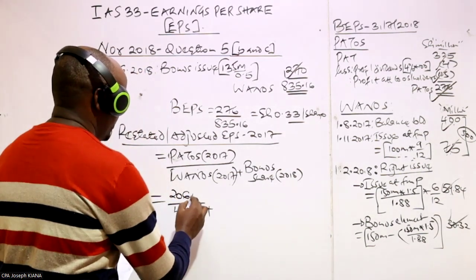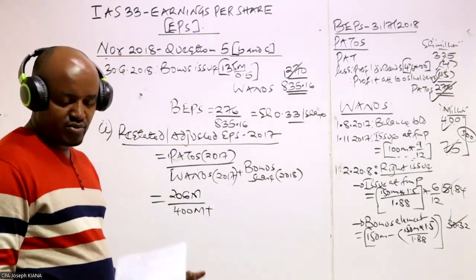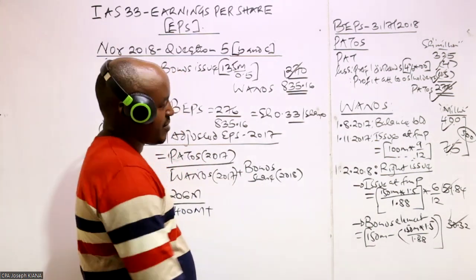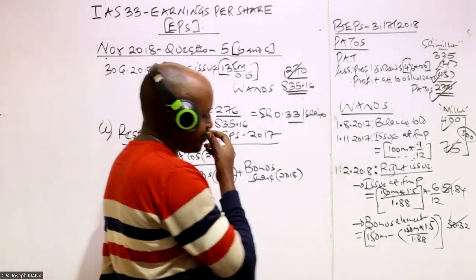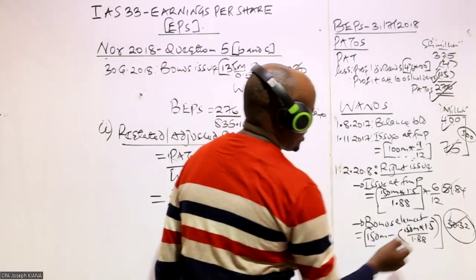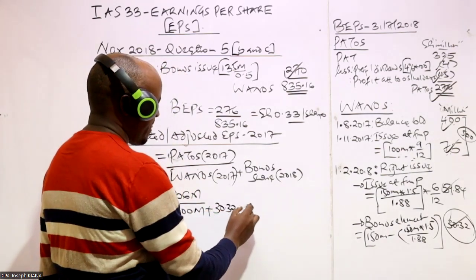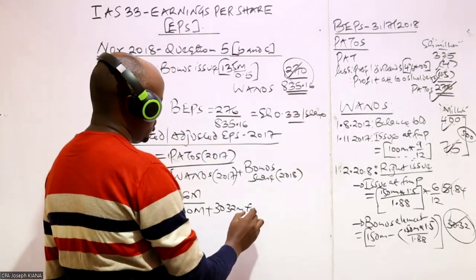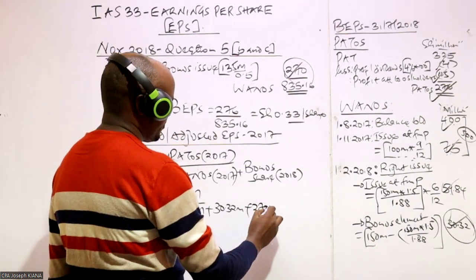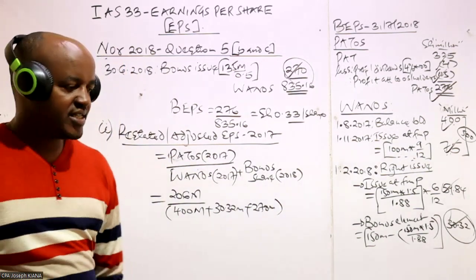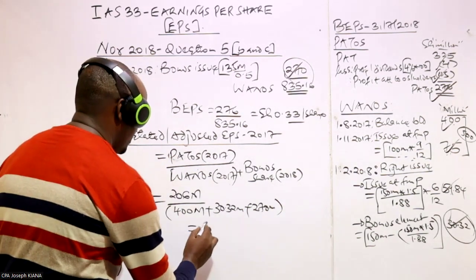And then to this, what do we need to add? We need to add the bonus shares issued in 2018. So where do we get that? From our computation here. In our computation, first of all, we have this bonus element, which is 30.32 million. And also we have this bonus issue of 270 million. So this is how we compute the restated or the adjusted earnings per share for 2017.